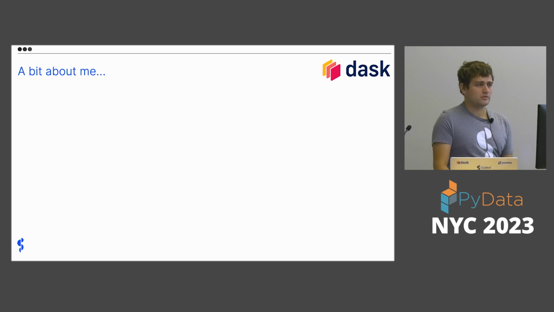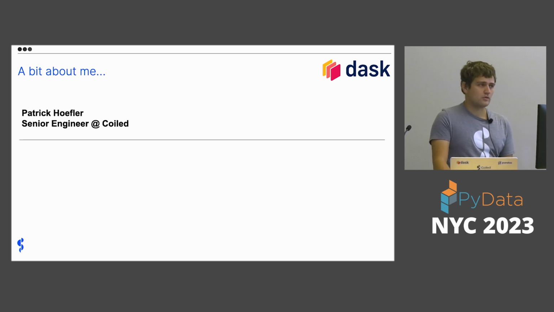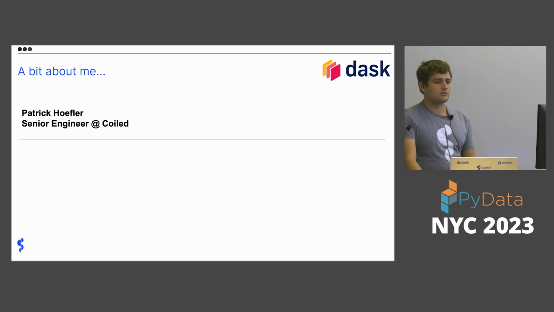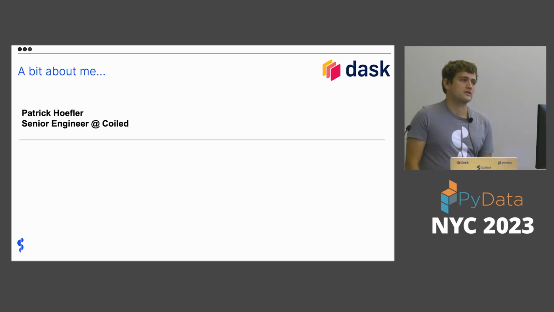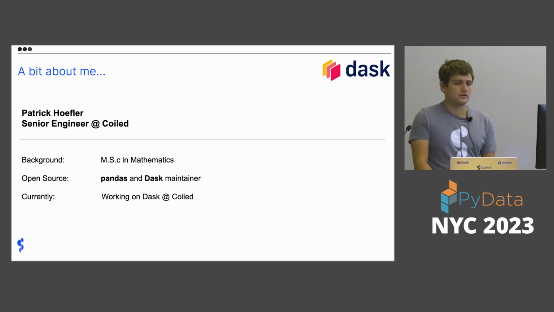First, a little bit about me. I am currently working at Coil. Coil is a company where we deploy Dask in the cloud, but I work on our open source team and focus mostly on the development of Dask.